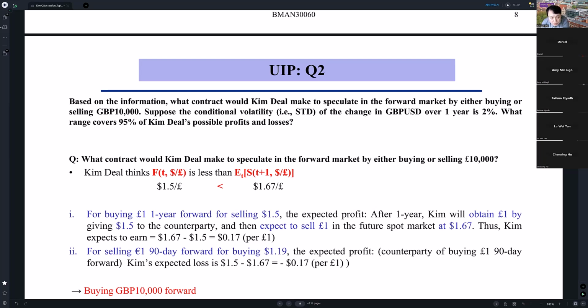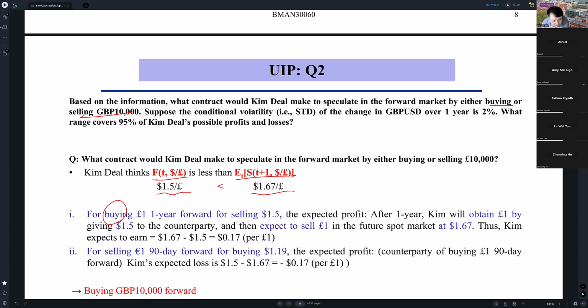The question looks almost the same. Either buying or selling 10,000 GBP pounds. So we have to compare the forward rate with the future exchange rate, the expected value. The forward rate is $1.5 per pound. The future expected exchange rate is $1.67 per pound.